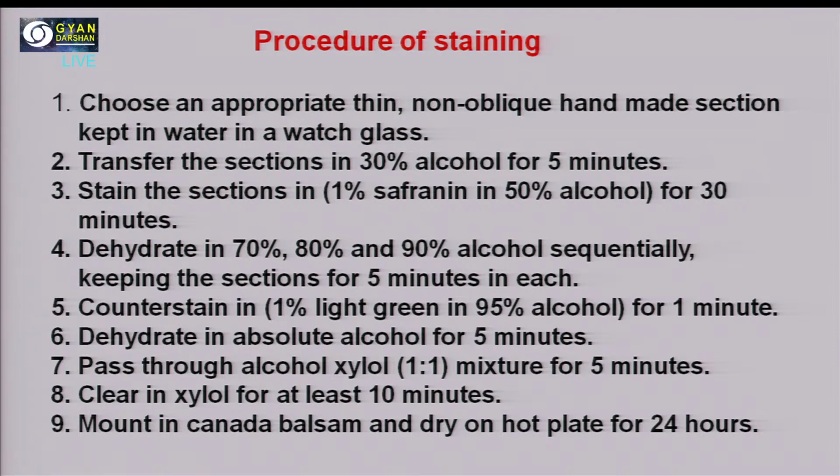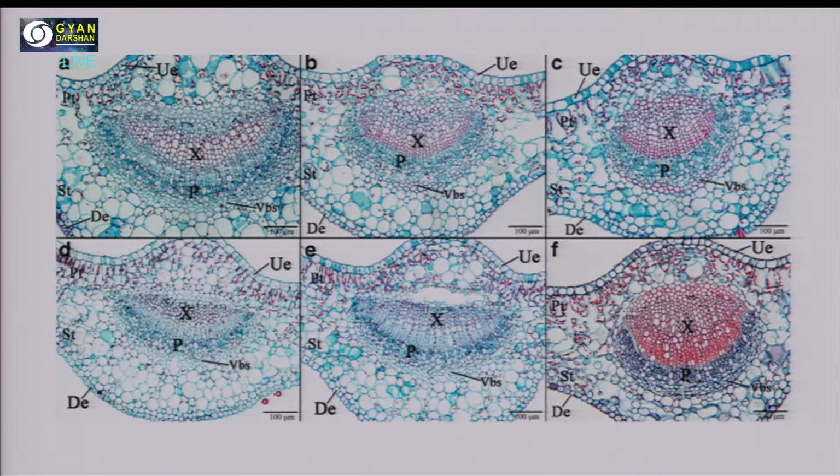all this staining procedure is complete, after all these treatments are done, you take it on a slide, put a cover slip and mount it in Canada balsam for making permanent slides, and finally you dry it on a hot plate for 24 hours. Next day when you come, you will be able to visualize tissue sections like this.